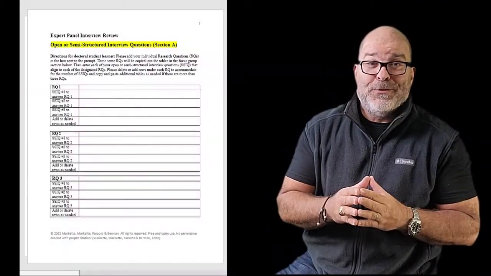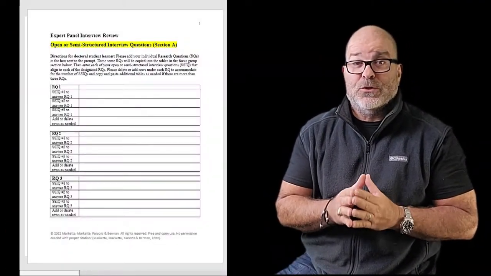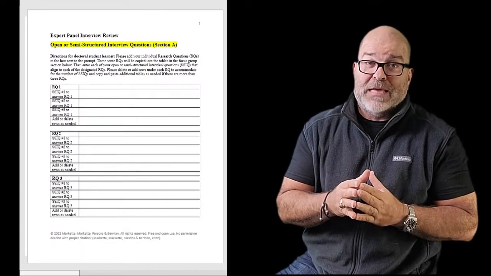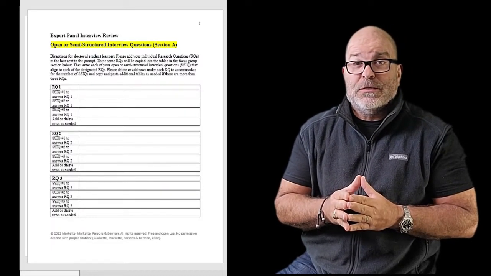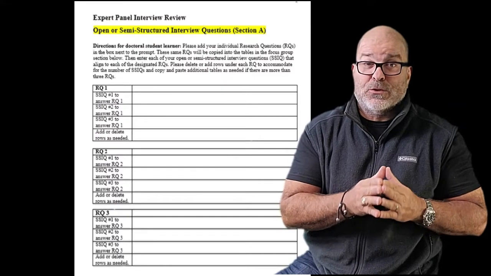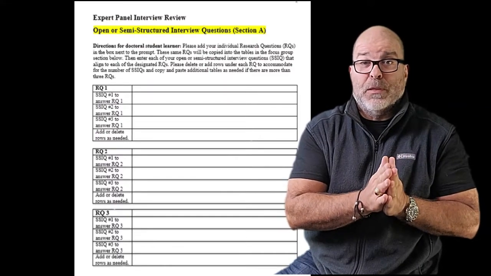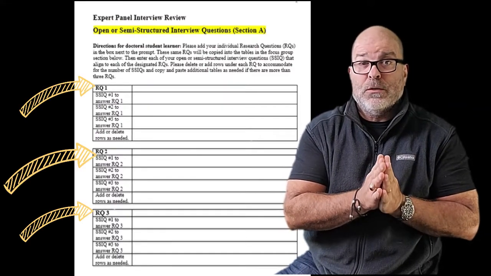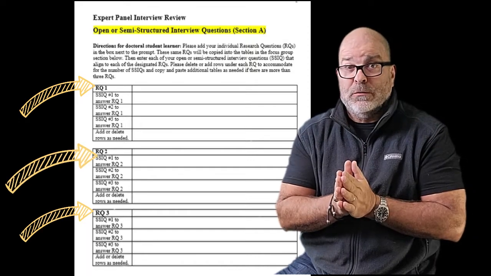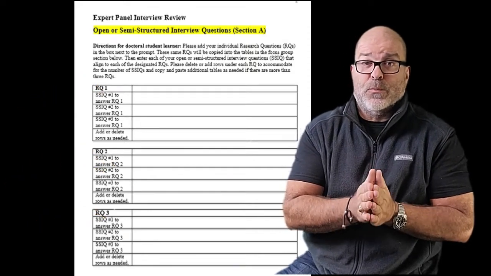Moving on to page 2, here you will enter your semi-structured interview questions. We will call them SSIQs. Notice that you will first type in each research question from your proposal in the block to the right, RQ1, RQ2, and RQ3. Just copy and paste those directly from your proposal.